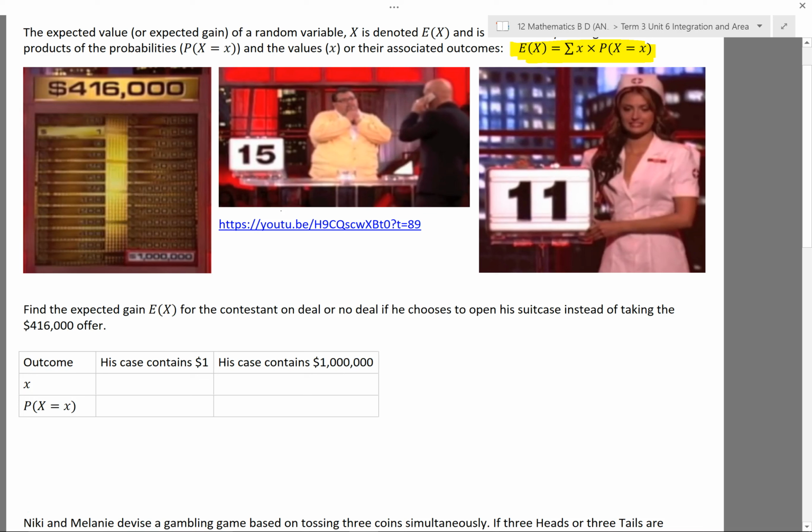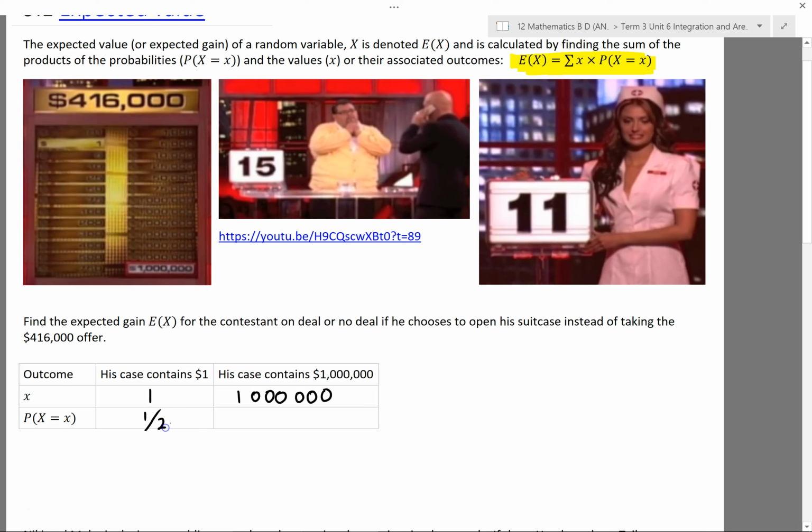To do this, we'll look at these two outcomes. Either his case contains $1, in which case the value of the variable will be 1, or his case contains $1 million, in which case the value of the variable will be $1 million. Since there's only two cases and he's only got one case, the probability of his case containing $1 would be 1/2, and the probability of it containing $1 million would also be 1/2. So if I'm trying to calculate how much he expects to gain, he's going to get $1 half of the time, and he'll get $1 million half of the time. So on average, if I type this in my calculator, he's going to get $500,000.50.